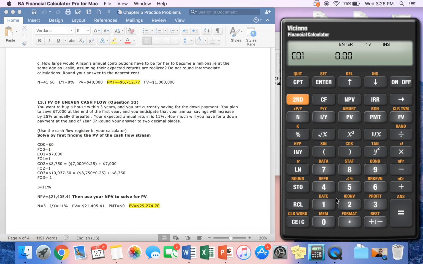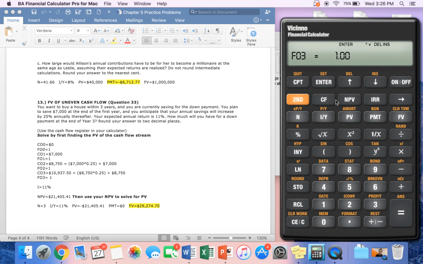So we're going to plug in our cash flow in year 1 of 7,000 with a frequency of 1. Year 2, our cash flow is the $8,750 with a frequency of 1. And then in year 3, our cash flow is roughly 10 grand. Here we go. With a frequency of 1.